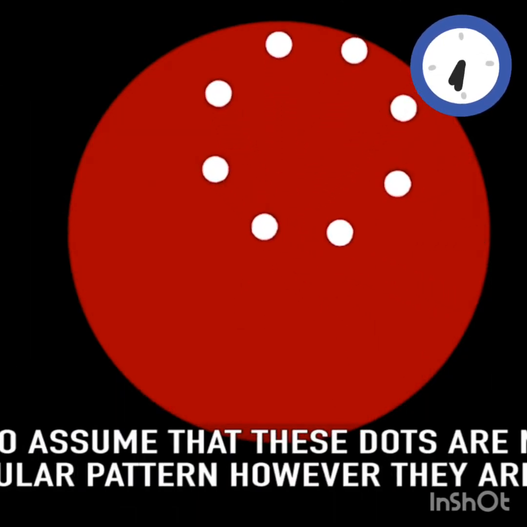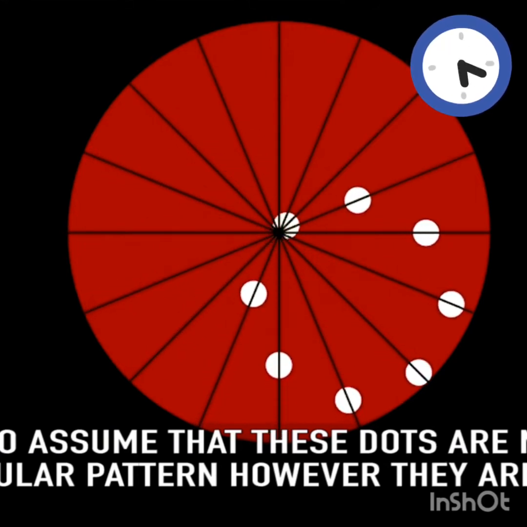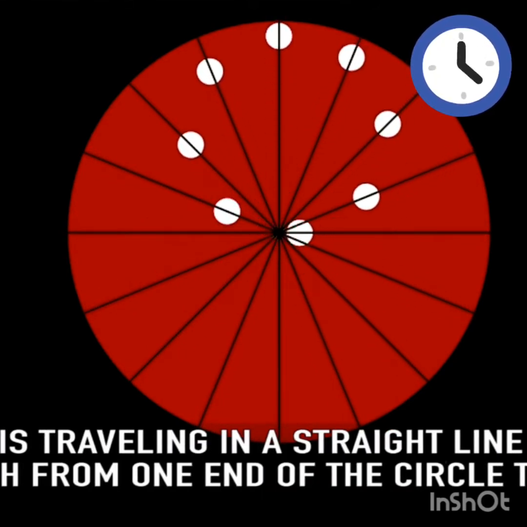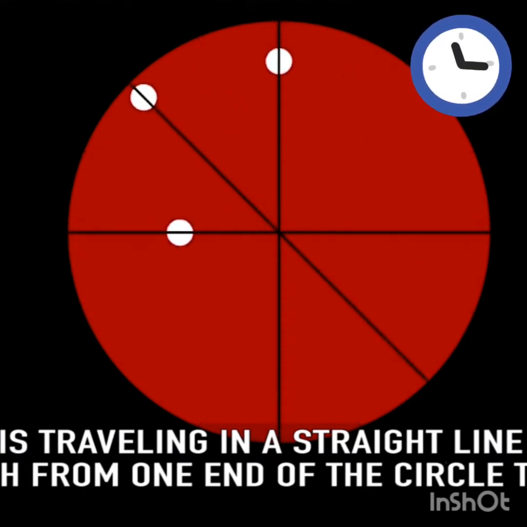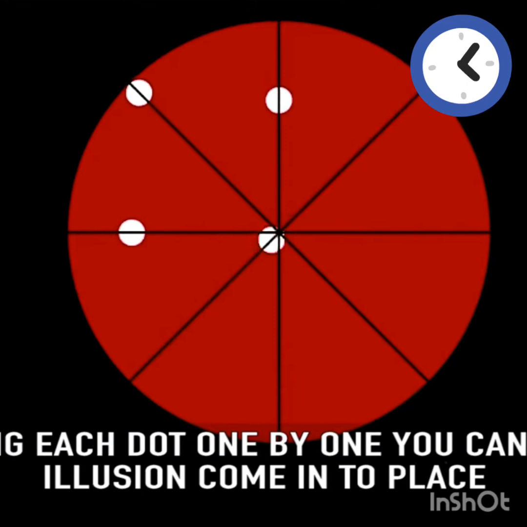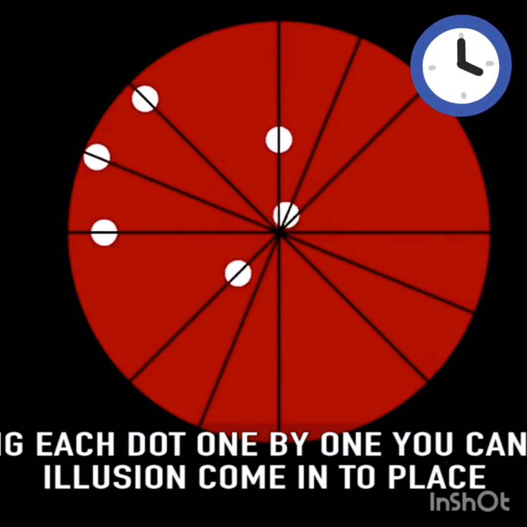Circle illusion. It is easy to assume that these dots are moving in a circular pattern. However, they are not. Each dot is traveling in a straight line while on its own path from one end of the circle to the other. By adding each dot one by one, you can see the illusion come into place.